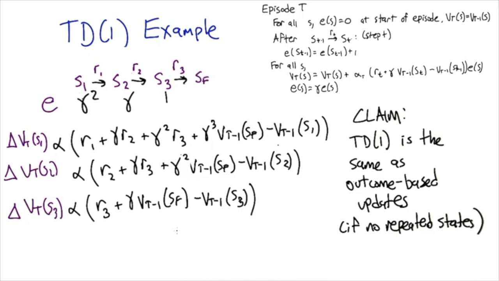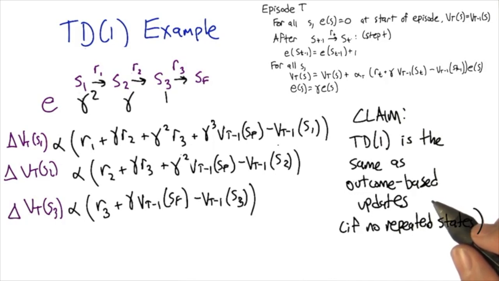So if we were doing outcome-based updates, then basically you're just looking at all the rewards that you see, the values that you kind of expected along the way, and it's exactly what you have written down before. But if we had a repeated state, then you're basically ignoring anything you learned along the way. So during the episode, right. During the episode. So outcome-based updates say learn nothing during the episode.